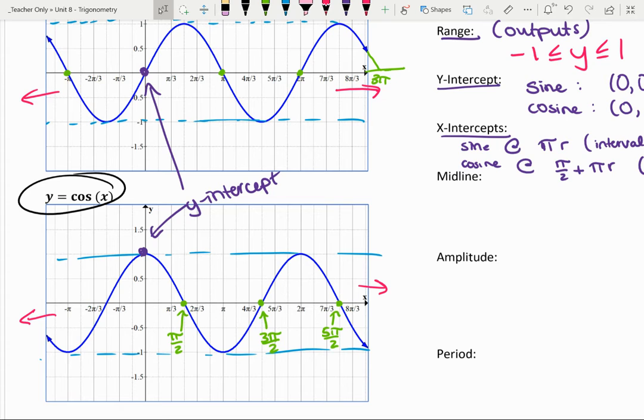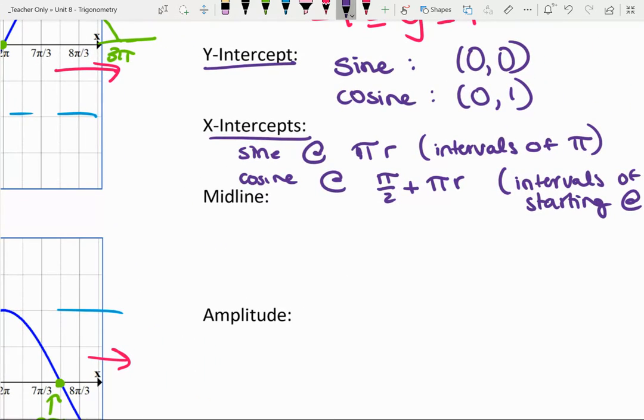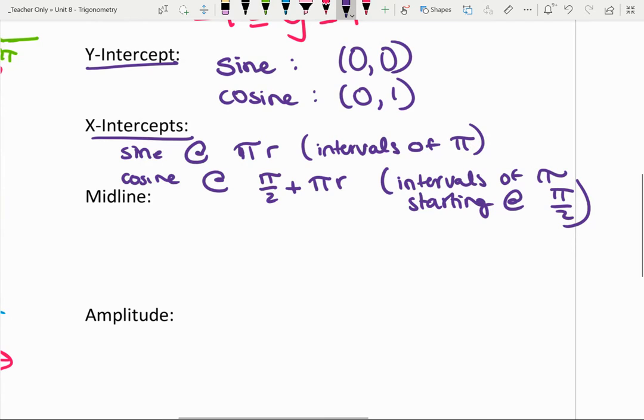So these next three words are kind of new terms for us here, especially now that we're looking at these sinusoidal graphs, but they're pretty common sense here. So let's define the midline.